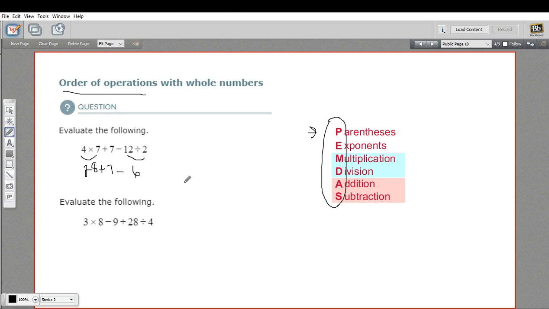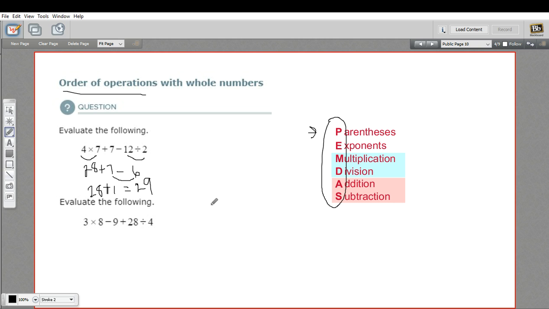Okay. Now I can do the addition and subtraction in any order I want. And actually, I'm going to do this chunk first because 7 minus 6 is pretty easy. It's just 1. So this problem comes down to 28 plus 1, and that is 29.